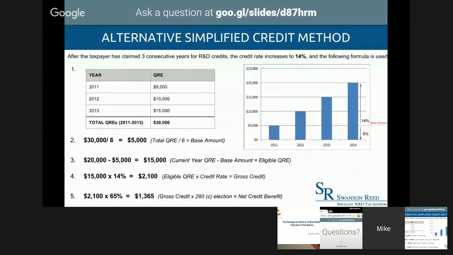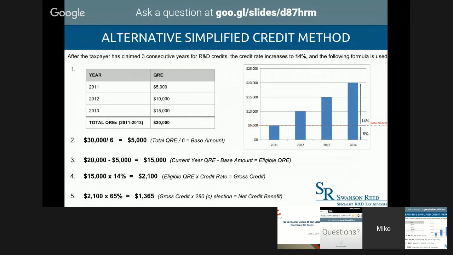Now, let's go to a case where you have filed 3 consecutive years of R&D claims. Here's an example. We'll go through it one step at a time. You can see 5 lines there, 1, 2, 3, 4, 5. Line 1 outlines some example QRE you had in the past. As you can tell, 11, 12, 13 years. We're actually filing for 2014. These are the 3 years preceding that. In this case, they totaled $30,000.